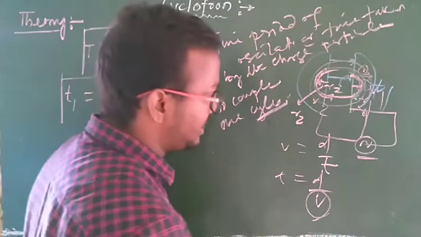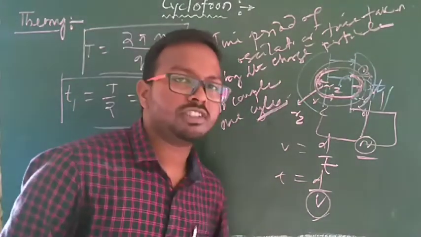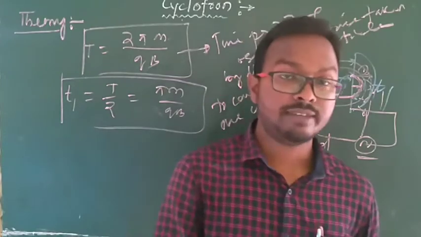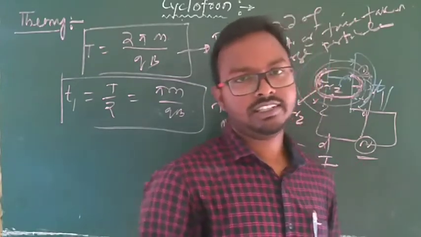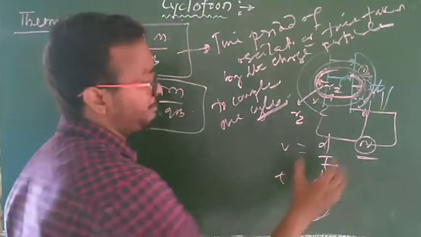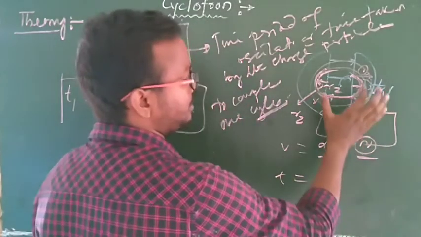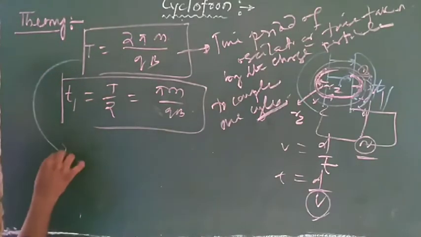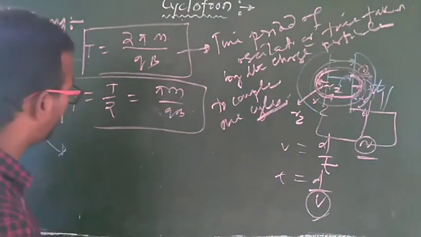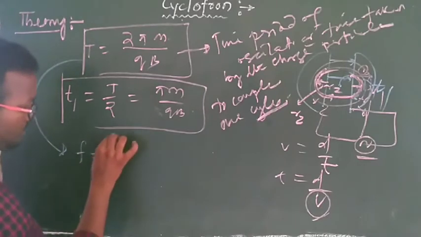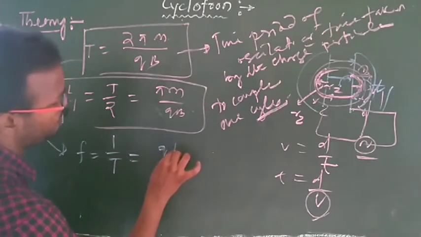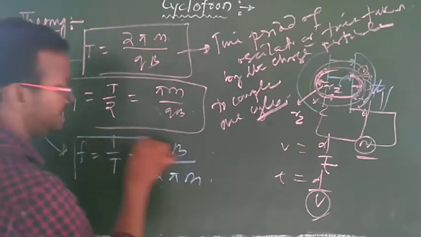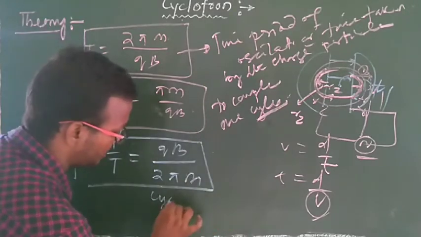So here we can say that the time period of the charged particle to complete one cycle and the time period of the oscillator are the same. This time period is known as synchronization time. Synchronization time means the time period of the oscillator and the time period of the charged particle are equal. Clear? Now from here we can write the frequency. So frequency, one over time period, equals qB by 2 pi m, and this frequency is known as the cyclotron frequency.